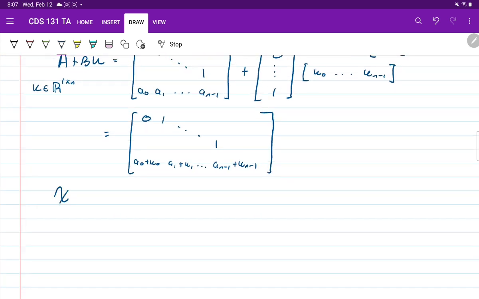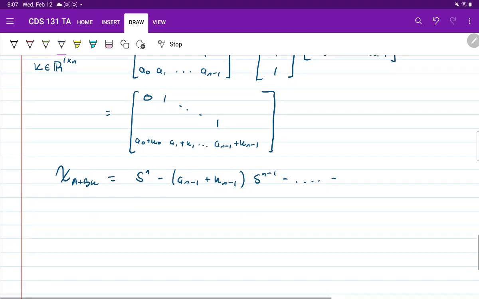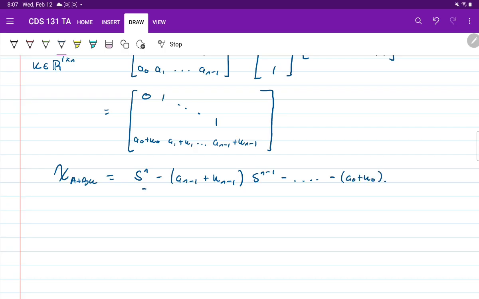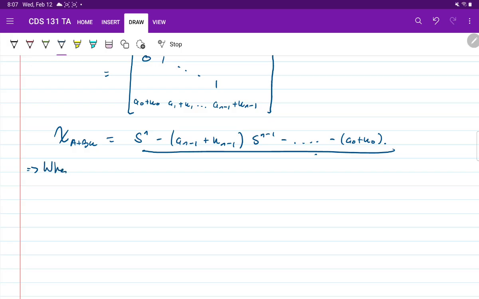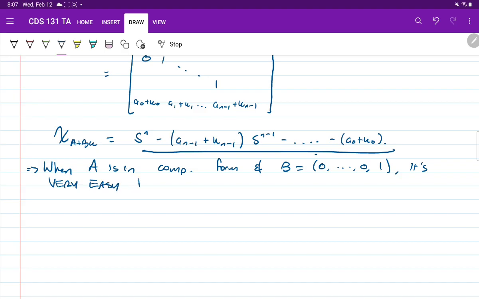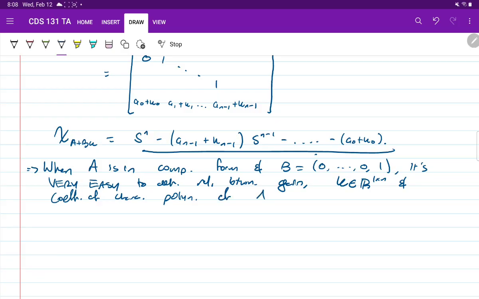So if I compute the characteristic polynomial of this system, chi of A plus BK, I'll find S to the N plus, minus A N minus 1 plus K N minus 1, S to the N minus 1, all the way down until this A naught plus K naught term, okay? So here's the basic idea. When A is in companion form and B is equal to zeros and then a 1, it's very easy to determine the relationship between your gain K, which is in R 1 by N, and the coefficients of the characteristic polynomial of A plus BK.